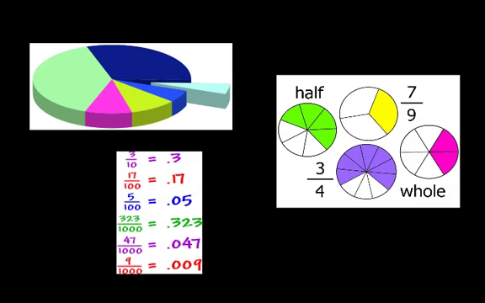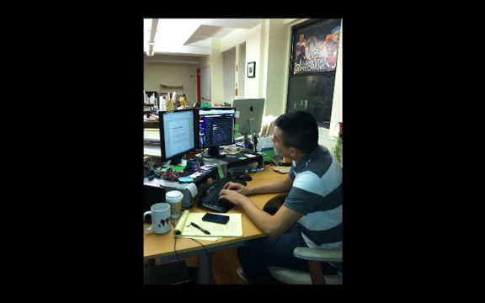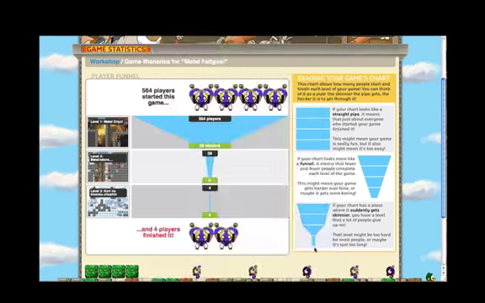You can have them look at the ratios between how many players started and how many finished each level, and represent those as fractions or decimals. The skills that students learn here in understanding data are the same kind of skills that real game designers use when looking at data of the players who test out their games. So encourage your students to be pro game designers and use Game Stats.